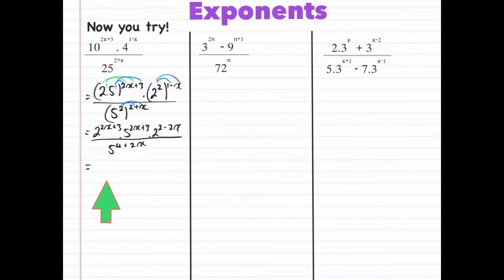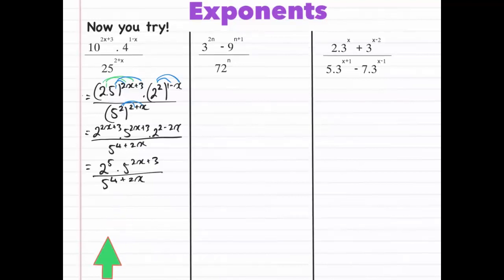And now keep simplifying at the top. Well, there's a 2 and a 2 that we need to multiply. So I write the 2 and I add the exponents. Well, 2x minus 2x is a 0. And 3 plus 2 is a 5. So 2 to the power of 5. And I have here a 5 to the power of 2x plus 3. And at the bottom, a 5 to the power of 4 plus 2x.